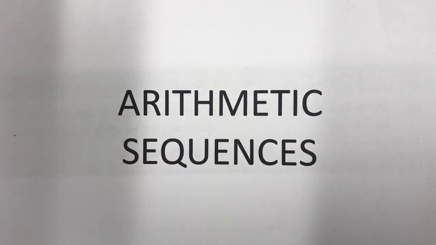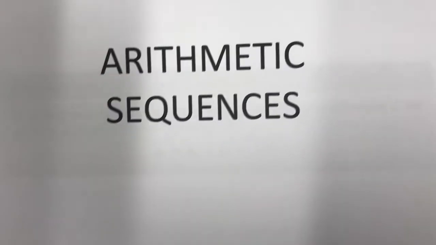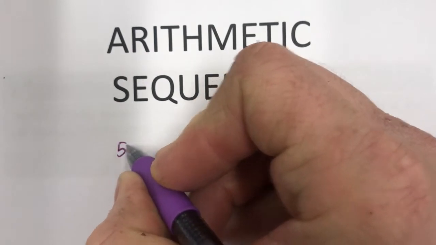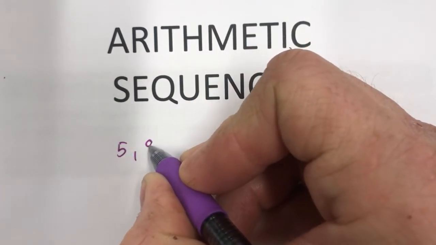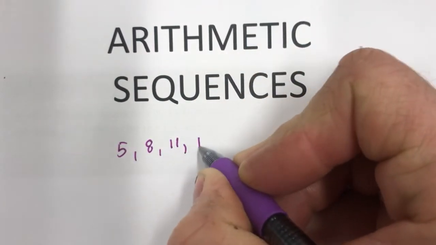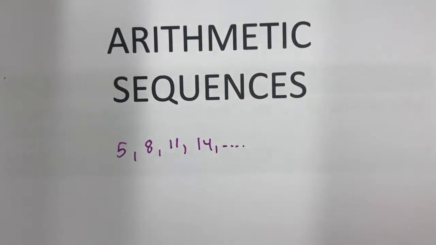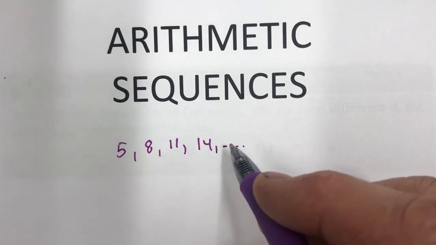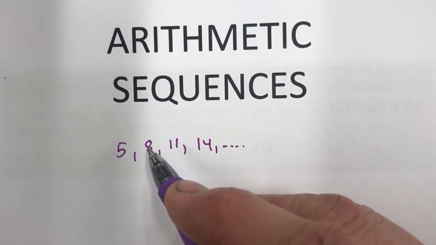All right, today we're looking at arithmetic sequences. An arithmetic sequence is something like this, where your first number, let's say, is 5, and then this next number, say, is 8, and then this is 11 and 14, and it goes on and on. Okay? The way this pattern goes, you should be able to figure out the next number here. See, it goes up by 3 each time.